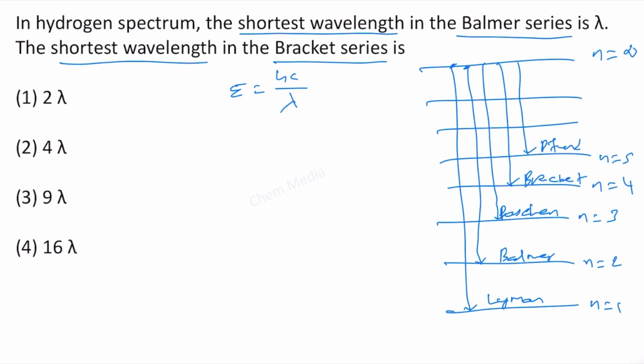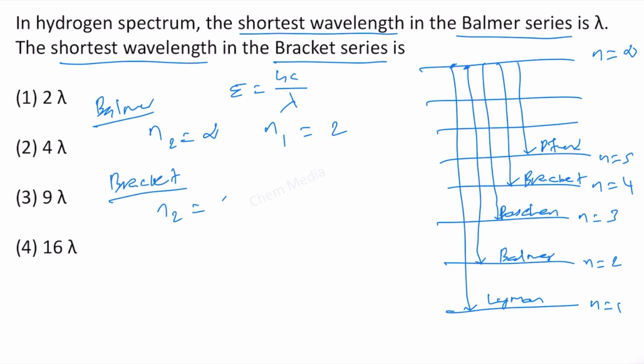Here we want the shortest wavelength in both the cases. That means the n2 value is infinity. So, in the case of Balmer, the n2 value is infinity and the n1 value is 2. For Brackett, the n2 value is infinity and the n1 value is 4. Let us first calculate the energy difference. Let us keep it as 1 by lambda. 1 by lambda is equal to the Rydberg constant times 1 by n1 square minus 1 by n2 square. That is the formula that we have to apply.